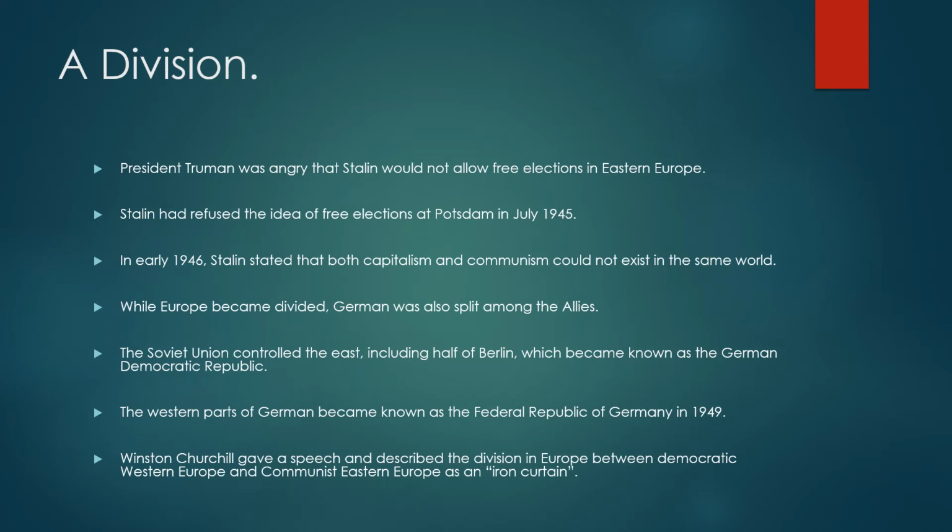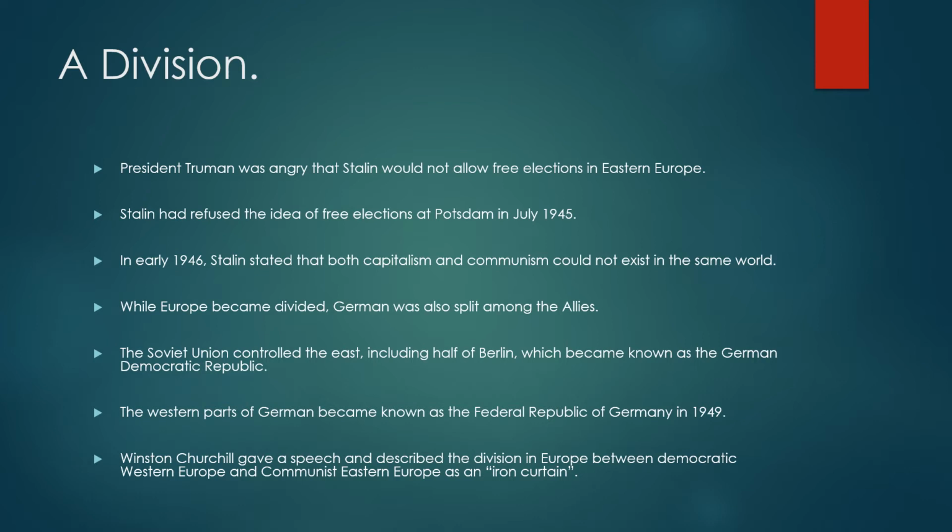President Truman was also angry that Stalin would not allow free elections in Eastern Europe. Even though Stalin had promised free elections, he doesn't allow it to happen. So he had refused the idea of free elections at Potsdam in July 1945. In early 1946, Stalin makes a statement stating that capitalism and communism cannot exist in the same world together. Okay, so that's a pretty strong statement.